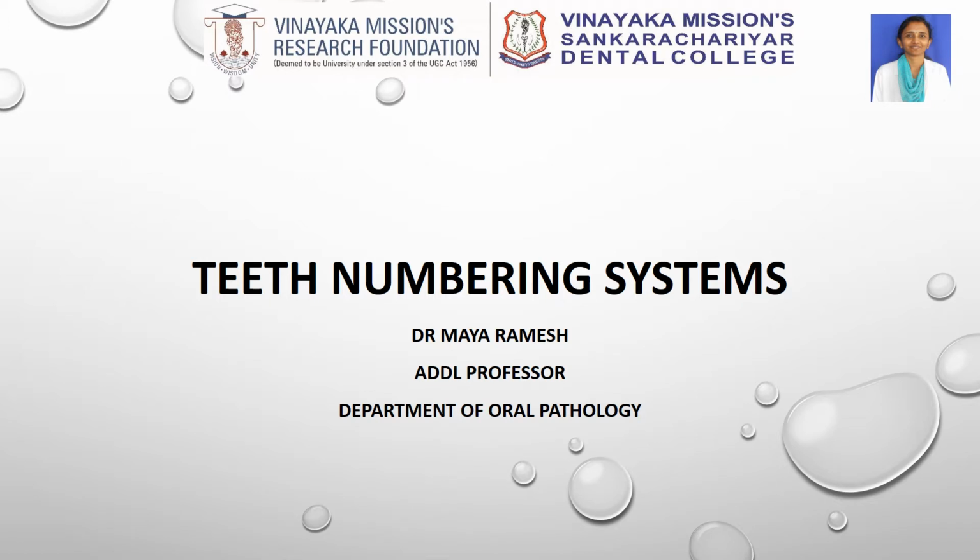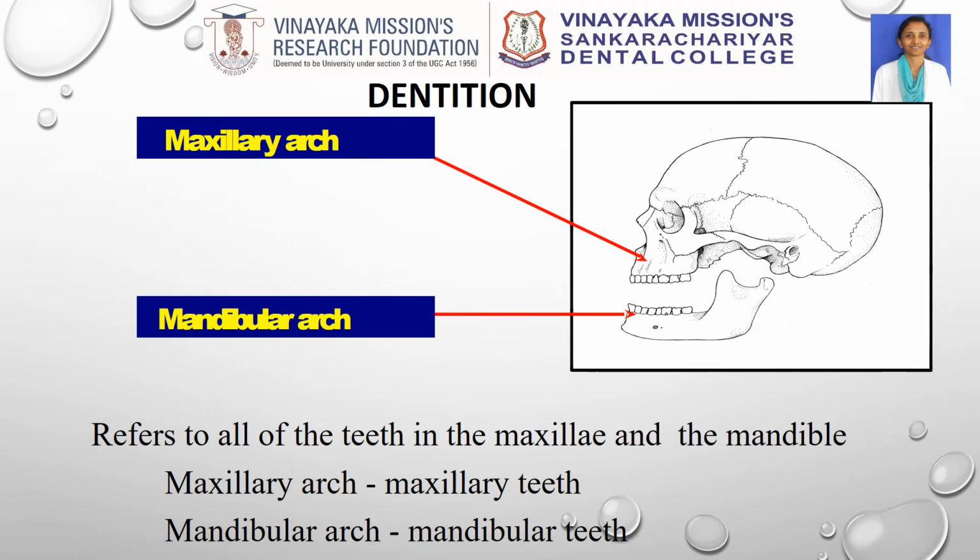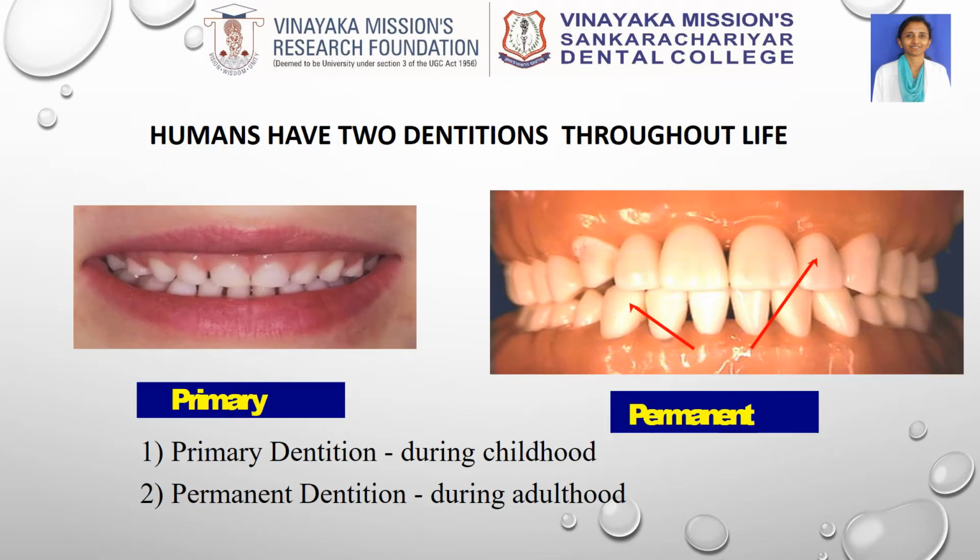Good morning, dear students. Today we will see the teeth numbering systems. First, we will see where the teeth are placed. There are two jaw bones. One is called the maxilla, the other is the mandible. The teeth which are attached to the maxilla are called maxillary teeth, and the teeth which are attached to the mandible are called the mandibular teeth.